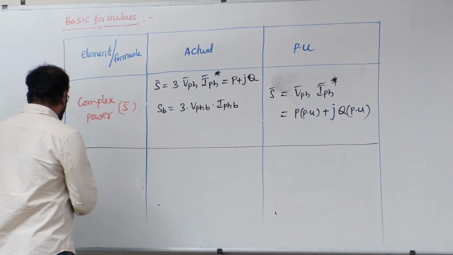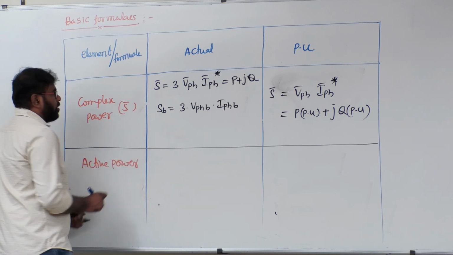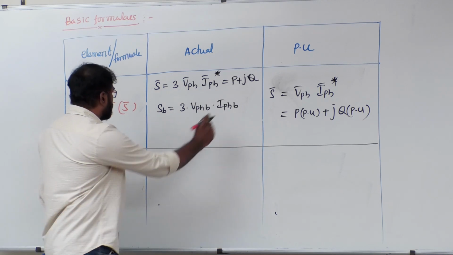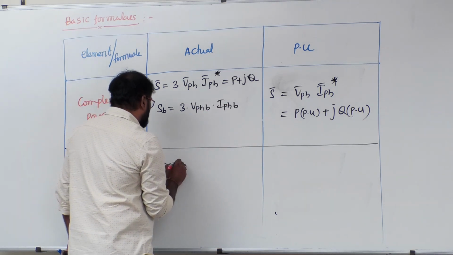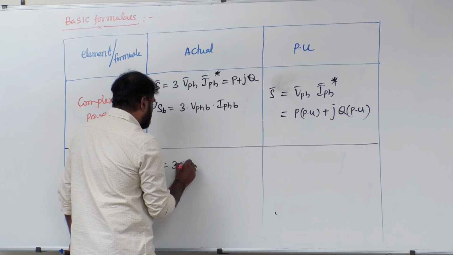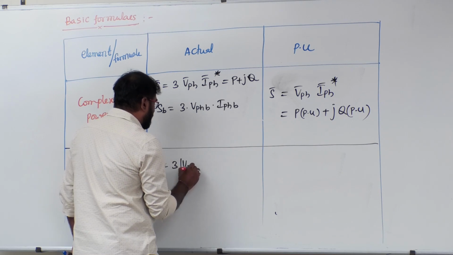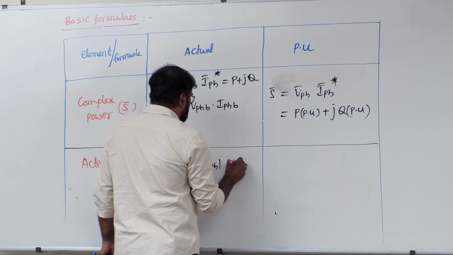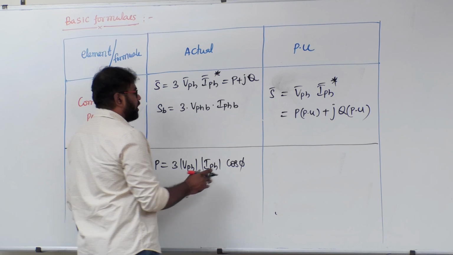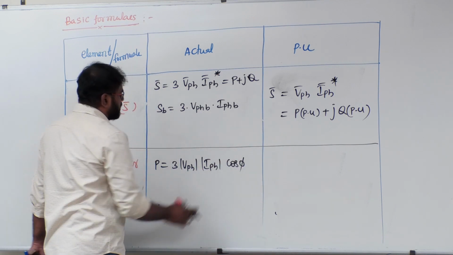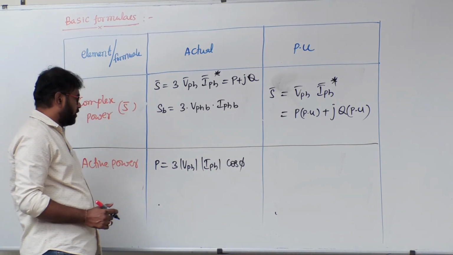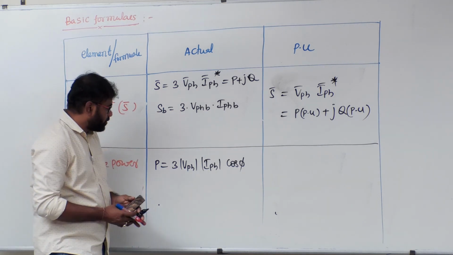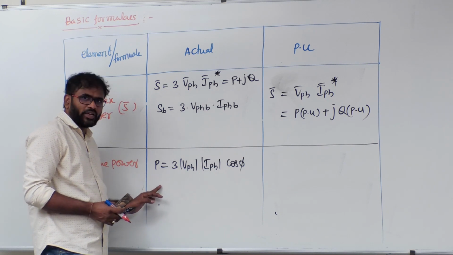Now that's about the complex power formula. Now we will see active power and reactive power. So what is the formula for active power? We know that P equals 3 times magnitude of V phase, magnitude of I phase, into cos phi, where phi is the power factor angle. This is in actual form. Now you divide this by S base, and we get P per unit.